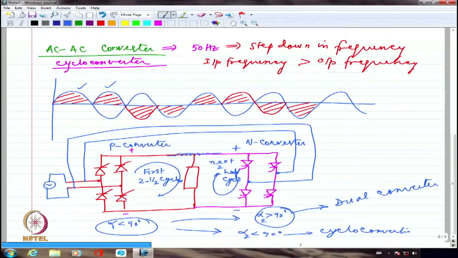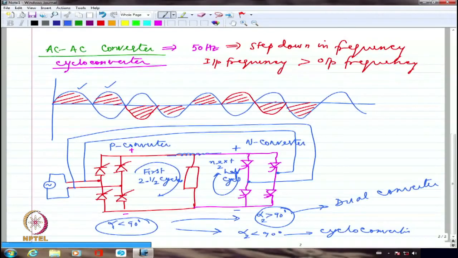If I want the negative half cycle of the output, I have to make use of the N converter. So distinctly I have two converters which are connected back to back, which are going to work in such a way that one is disjoint with the other. They are mutually exclusive. They are not going to work together. But I have to make sure that the current comes down to 0 before I release the pulses for the next set of devices. Right?